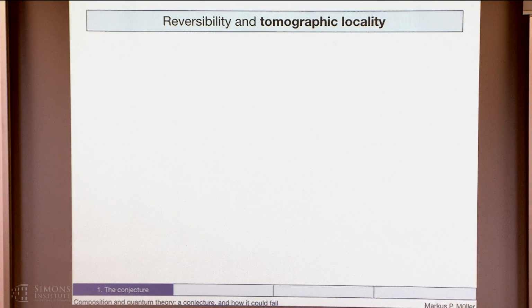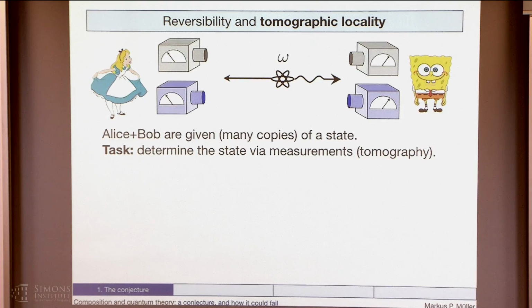There's a second property that was already mentioned in the previous talk, which is called tomographic locality. And this is all about composing systems. So what does that do? Well, think of two physicists, Alice and Bob, and they have a certain task. So they are given a state. Think of an entangled quantum state omega, and say they have many copies of that state. The task is they have to determine that state. They want to know what that state is by measurement. It's something like tomography. You do measurements, many of them, and then you get a description of omega.